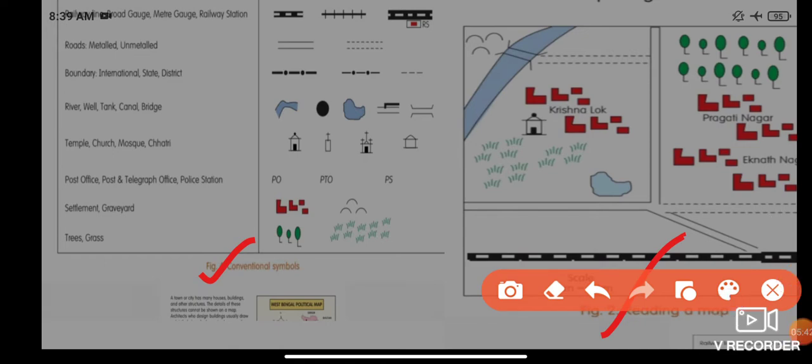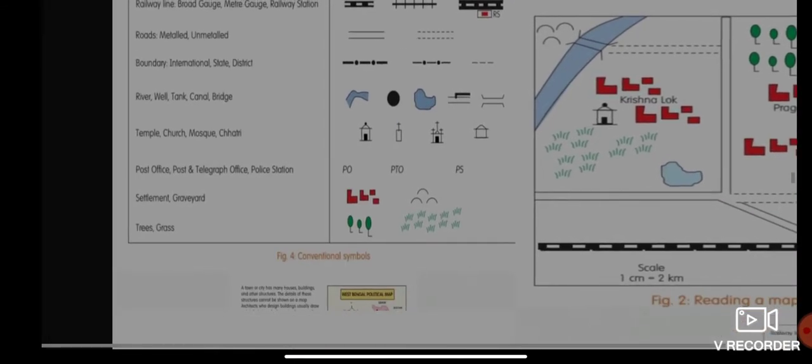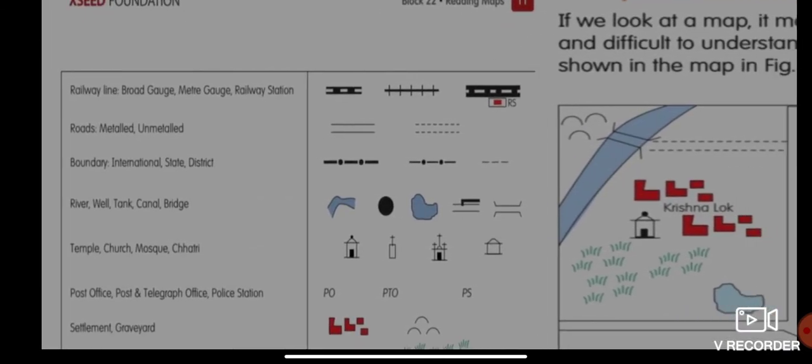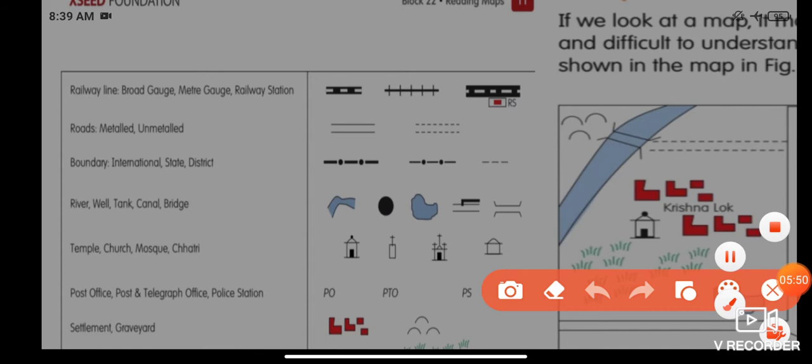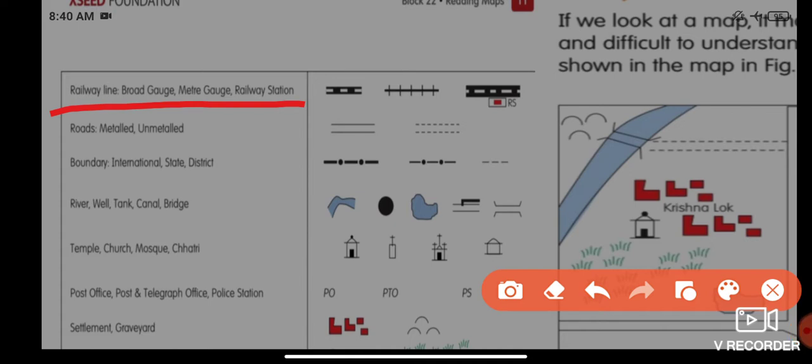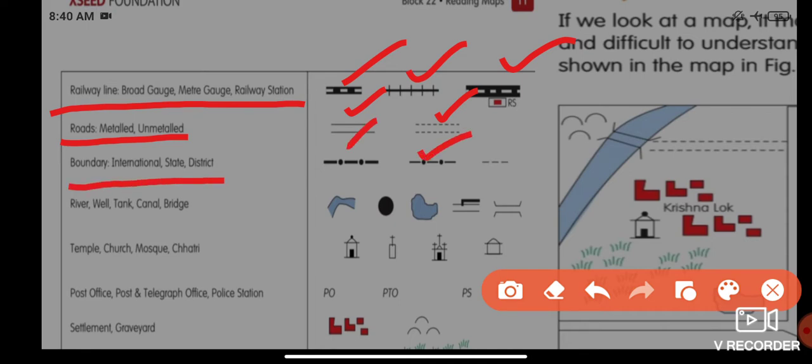So let's first look into figure 4. So railway line, broad gauge, meter gauge, railway station is given like this. Alright, similarly road, metalled and unmetalled. This is a metalled road, this is an unmetalled road. Boundary, international and state. This is the international boundary, this is the state boundary, and this is the district boundary. River, well, tank, canal, bridge. This is river, this is well, this is tank, this is canal, and this is bridge.